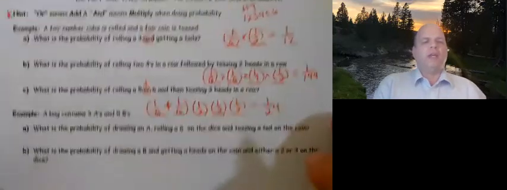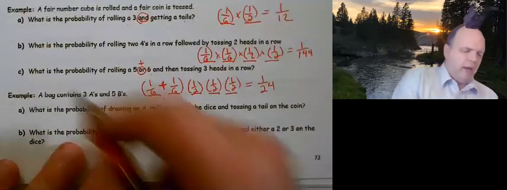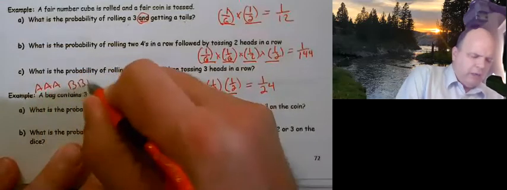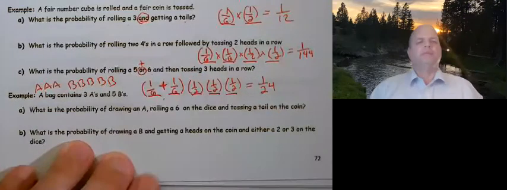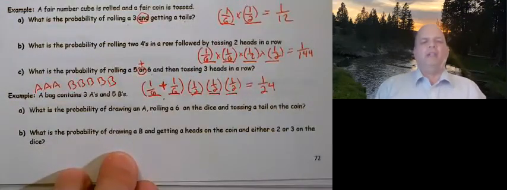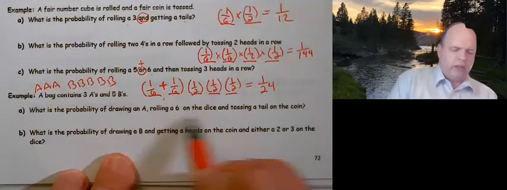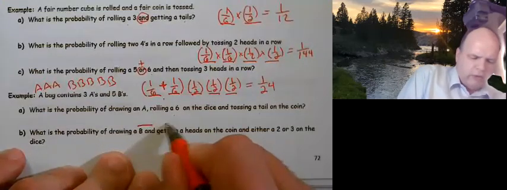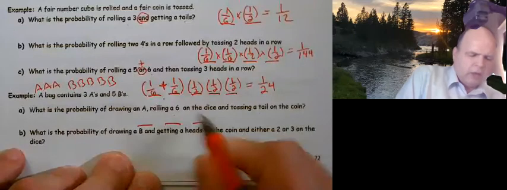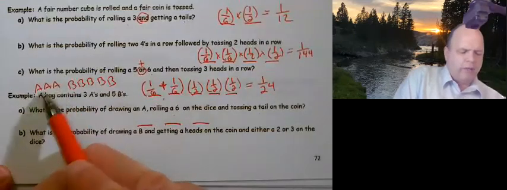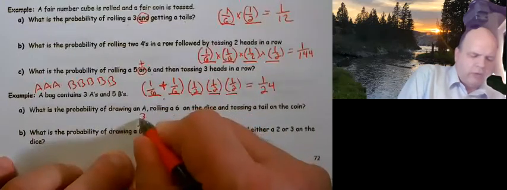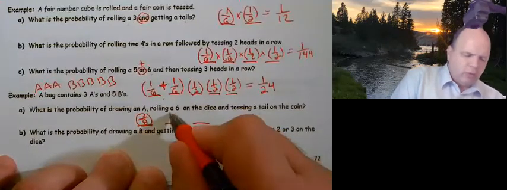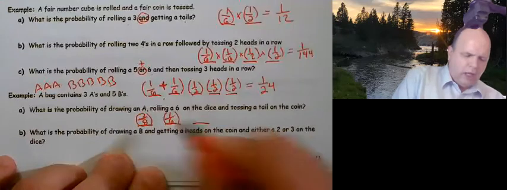Okay, the next one. A bag contains 3 A's and 5 B's. So my sample space is A, A, A, and then B, B, B, B, B. What's the probability of drawing an A, rolling a 6, and then tossing a tail? So we're doing 3 things. There's the A, there's the 6, and here's the tail. The probability of an A: 1, 2, 3 out of 8 possibilities, so 3 eighths. Probability of rolling a 6, one 6, and we need to get a tail.